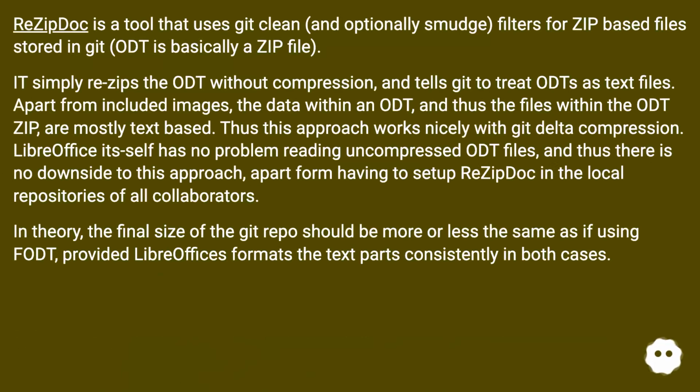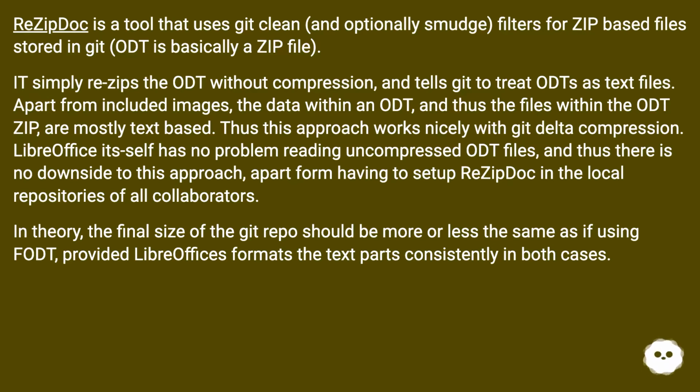ReZipDoc is a tool that uses GIT clean and optionally smudge filters for zip-based files stored in GIT. ODT is basically a zip file. It simply rezips the ODT without compression and tells GIT to treat ODTs as text files. Apart from included images, the data within an ODT, and thus the files within the ODT zip, are mostly text-based. Thus this approach works nicely with GIT delta compression.